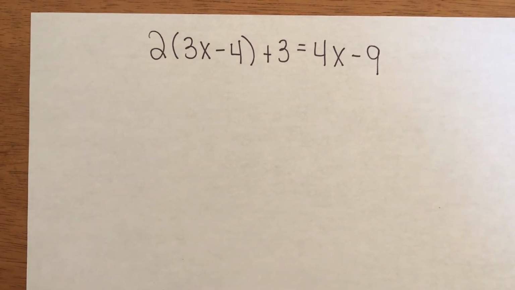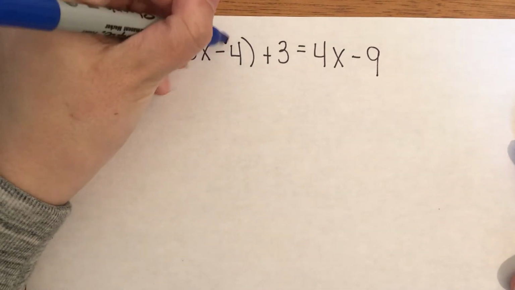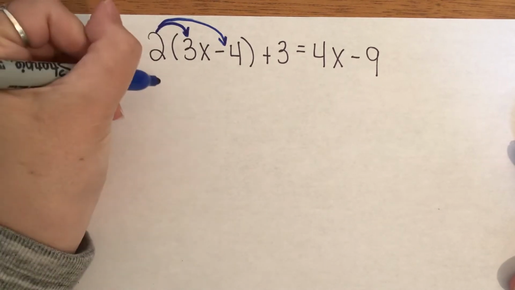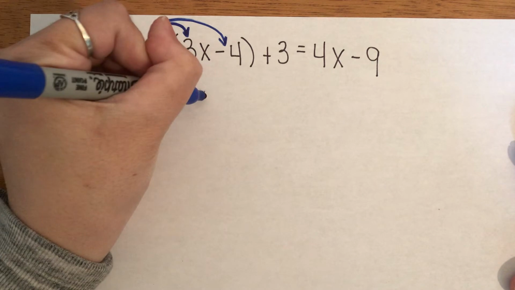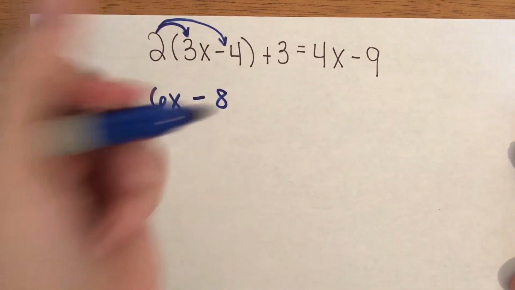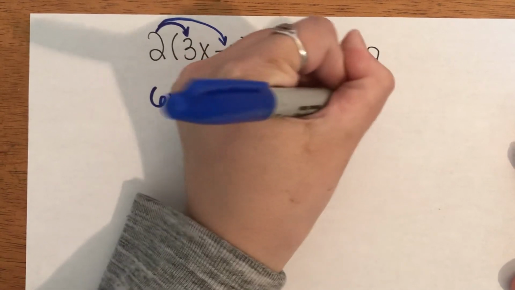So this is just a problem I wrote out before just for the demonstration, but here I'm going to solve a basic equation for x. Step 1, I'm going to distribute the 2 into the parentheses to remove the parentheses. 2 times 3x is 6x. 2 times -4 is -8. I'm going to bring down all of the remaining terms, including the equal sign.